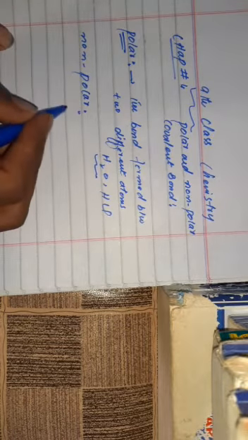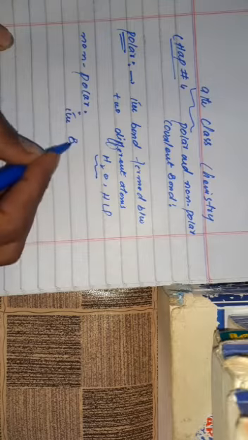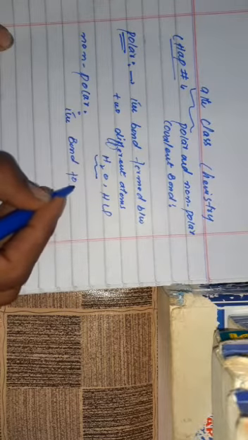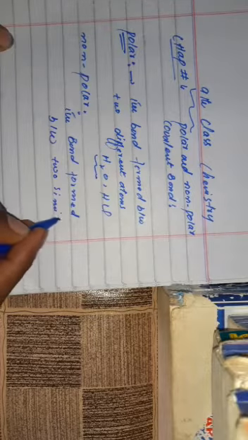Well, when we talk about non-polar covalent bond, we talk about when the bond is formed between two similar atoms. The bond formed between two similar atoms is called what? It's called non-polar covalent bond.